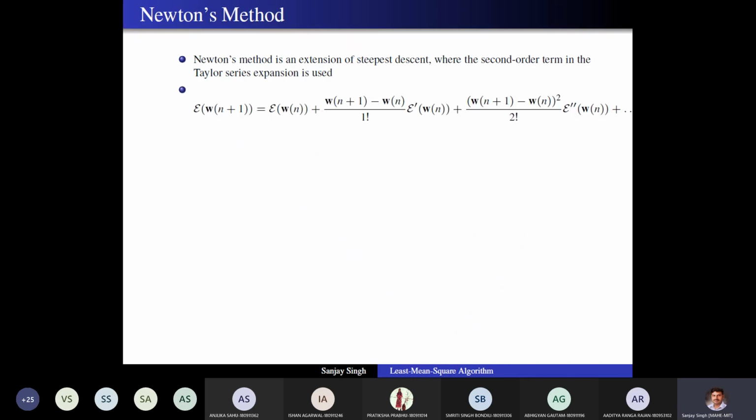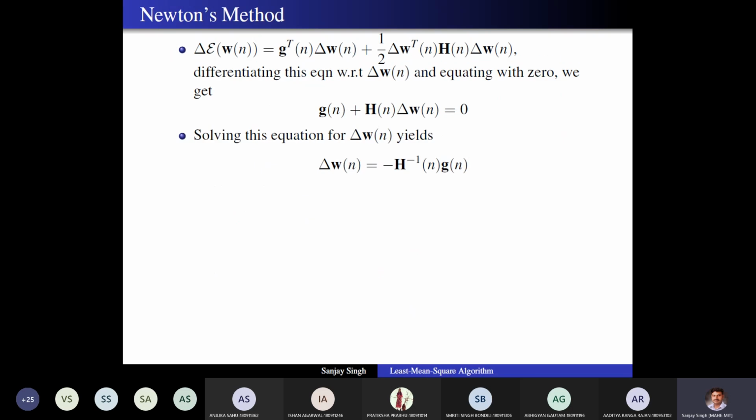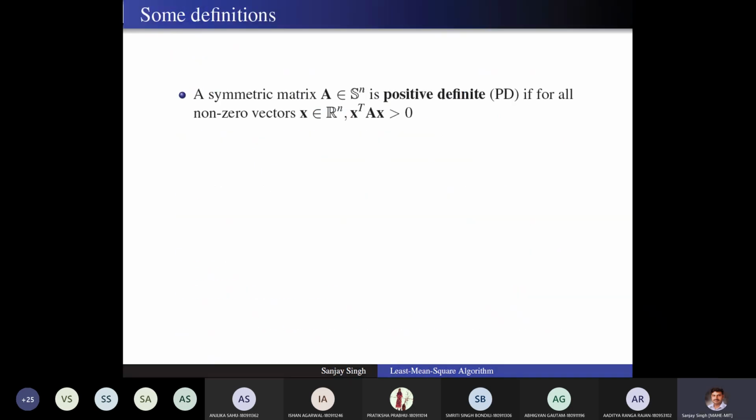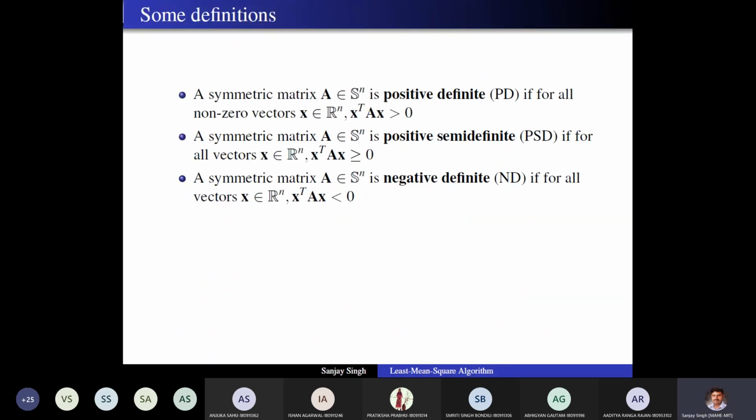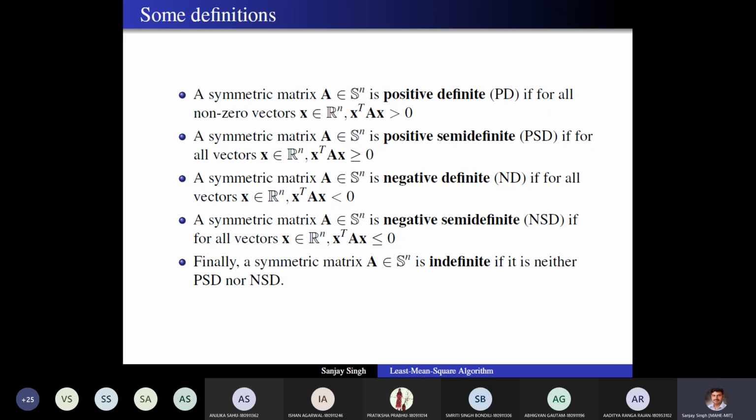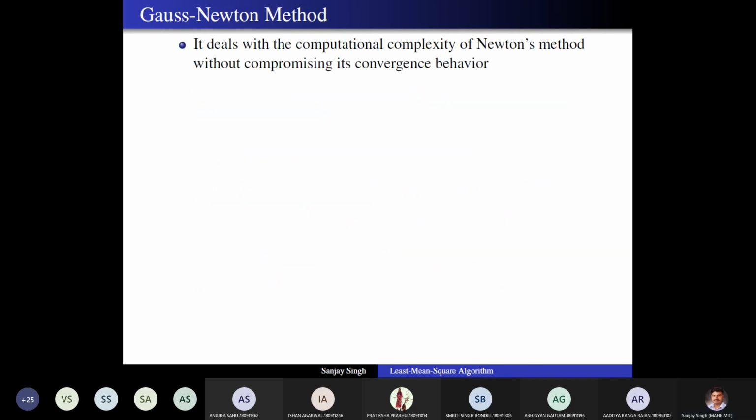This we have already seen. I have already covered this in your review of linear algebra. I just kept it so that you get an idea of what is meant by positive definite and positive semi-definite. So this Gauss-Newton's method will work now.